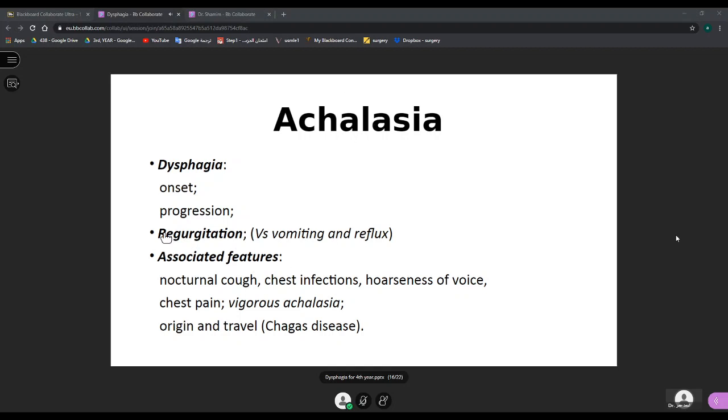The patient will have regurgitation. Actually, in the area in which the Auerbach plexus is lost, you get an area of constriction, so food cannot pass downwards, and the patient can regurgitate.